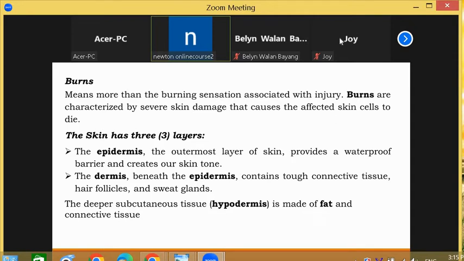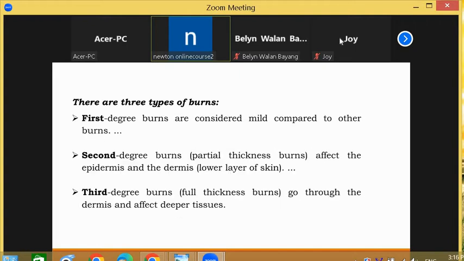Dermis is the second layer, and the hypodermis is the third layer. Remember, we have only three layers in the skin. Also, we are just classifying the burns into three types: first, second, and third degree burns.